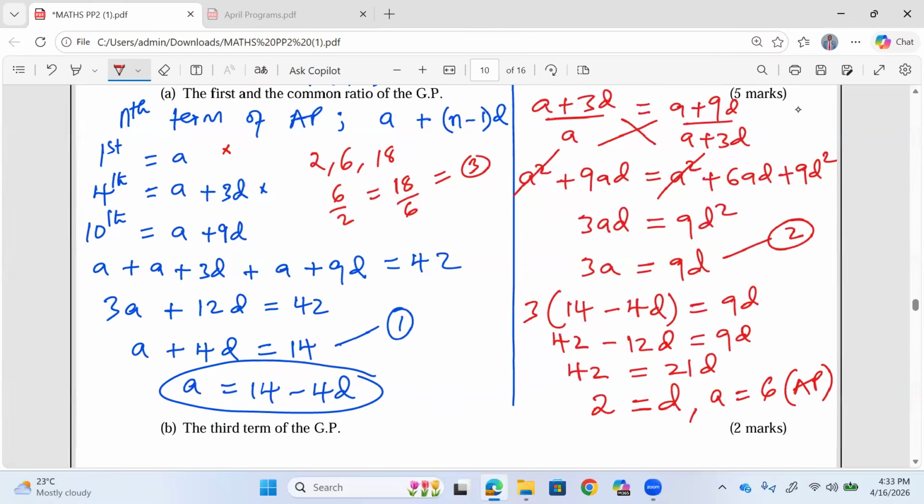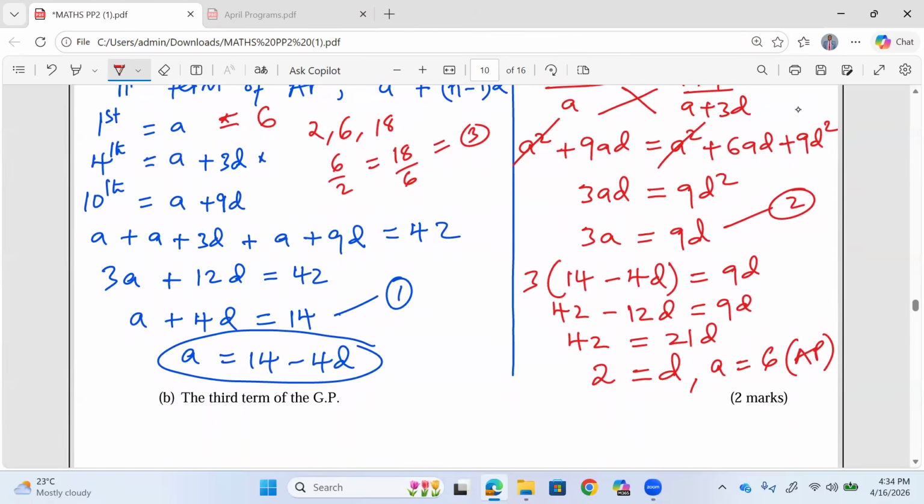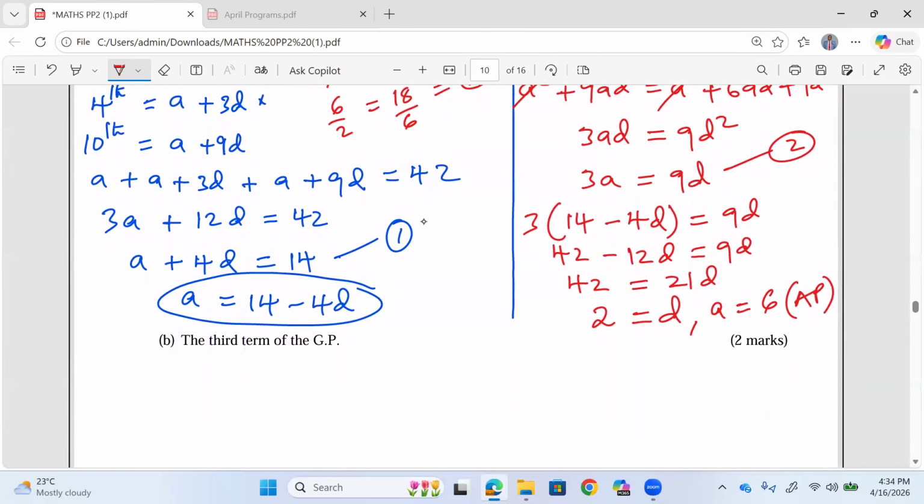Now with that, we can find the first term of the GP. The first term of the GP is A, which is just 6. So they share the first term. The first term, that is A, equals 6.